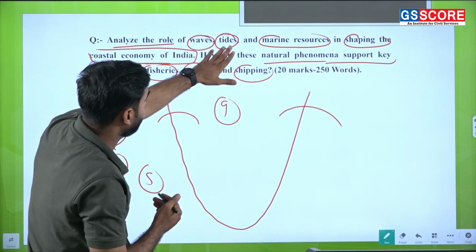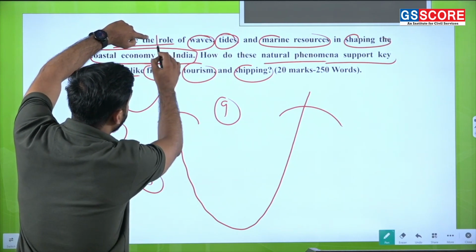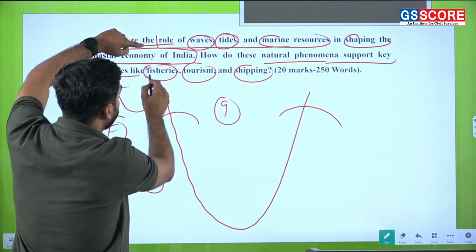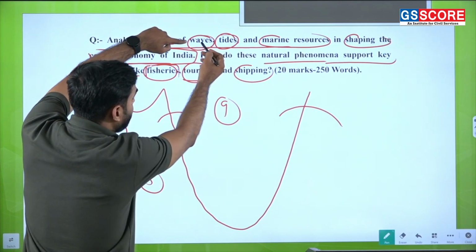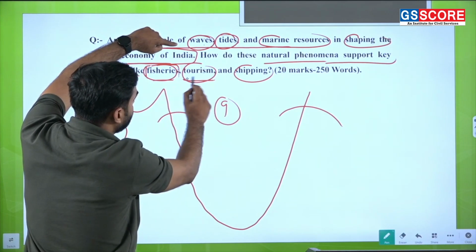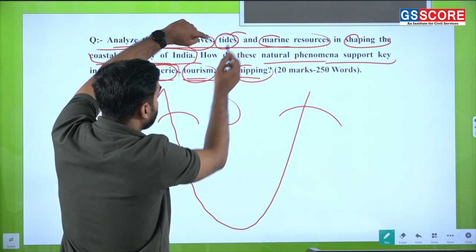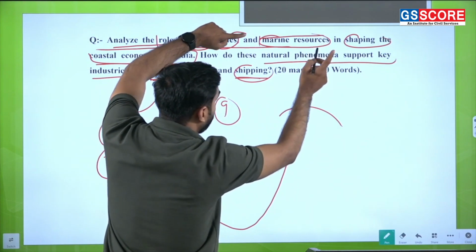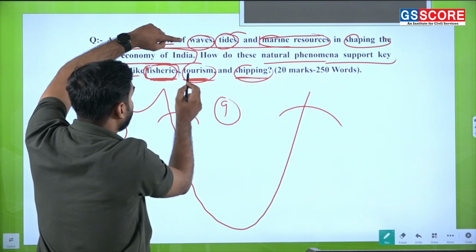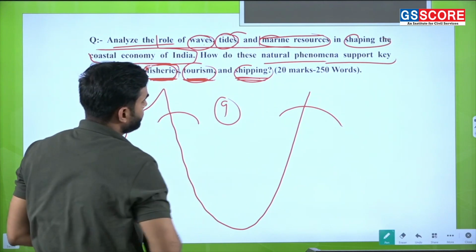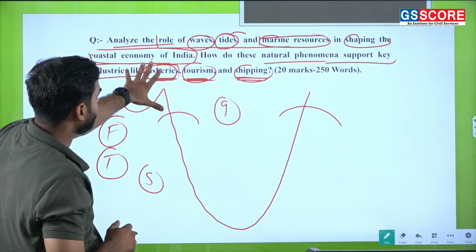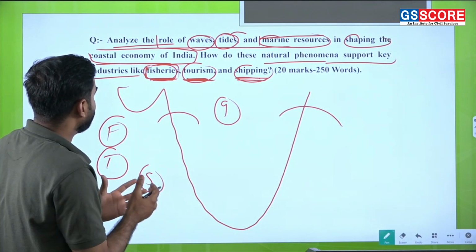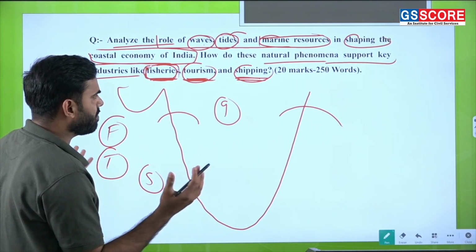Look, analyze the role of waves. On the basis of the role of waves, tides, and marine resources, we have to frame the answer through fisheries, and we have to attach it. When we talk about the waves, we have to mention fisheries, tourism, and shipping. For the role of tides, we also mention fisheries, tourism, and shipping. And then we talk about marine resources, and again we add fisheries, tourism, and shipping, because it's happening around the coastal areas of India, and all these coastal states and their economy depend on a number of activities.